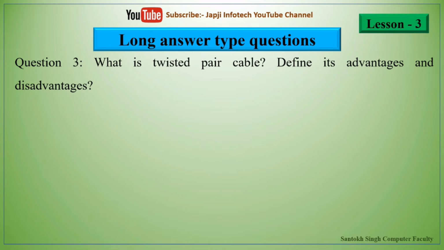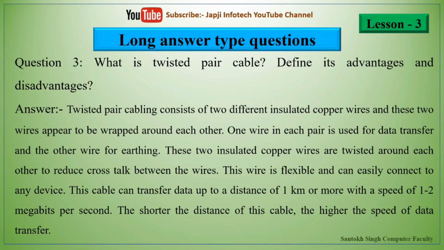Define its advantages and disadvantages. So twisted pair cabling consists of two different insulated copper wires, and these two wires appear to be wrapped around each other. One wire in each pair is used for data transfer and the other wire for earthing. These two insulated copper wires are twisted around each other to reduce crosstalk between the wires.